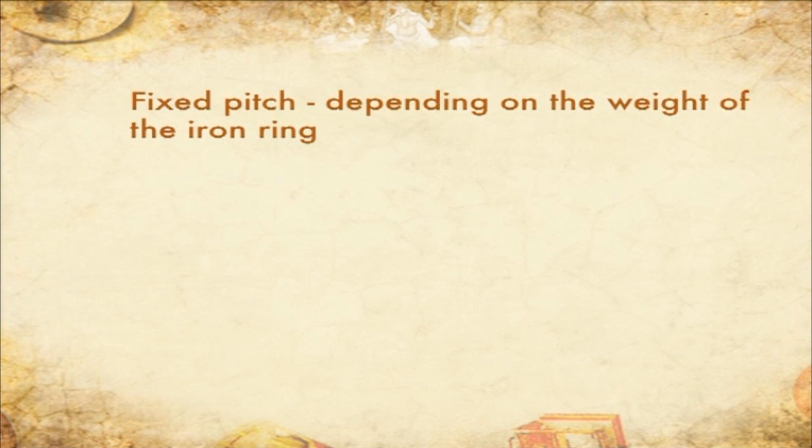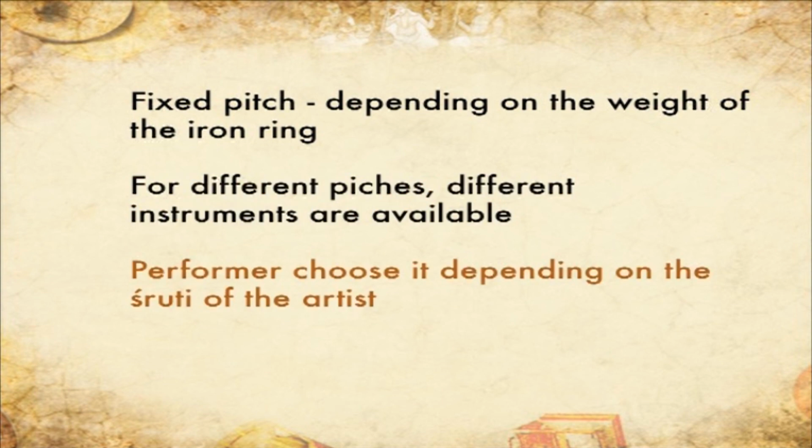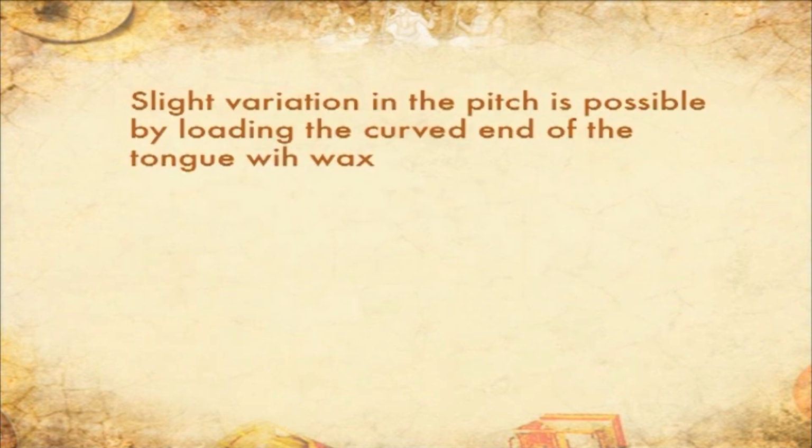Tuning. The morsing has a fixed pitch depending on the weight of the iron ring. Different instruments are available for different pitches, and the performer has to choose the instrument depending on the shruti of the leading artist. A slight variation in pitch is possible by loading the curved end of the tongue with wax.